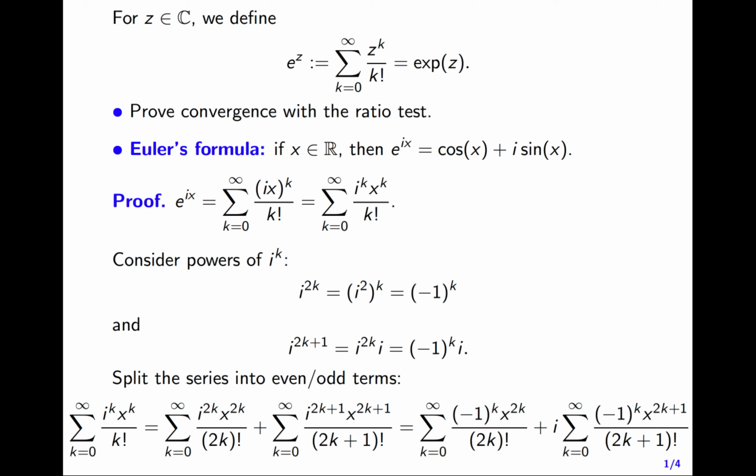And let's just replace those i to the 2k's and i to the 2k plus 1's with what we calculated above. So now we have a series that is sum k equals 0 to infinity minus 1 to the k x to the 2k over 2k factorial, and another series i times the sum from k equals 0 to infinity of minus 1 to the k x to the 2k plus 1 over 2k plus 1 factorial. Now this may not seem to be any better, but depending on our calculus memories, we might recognize these as power series for two familiar functions of a real variable.